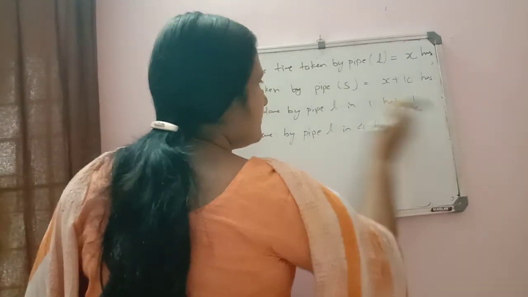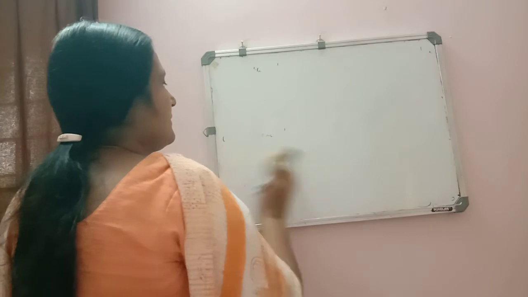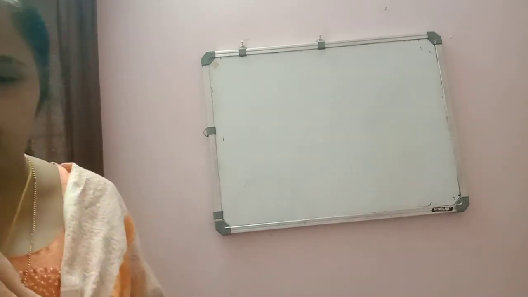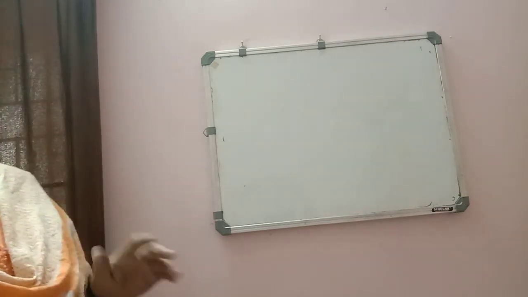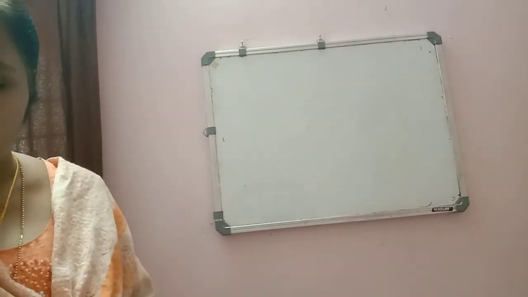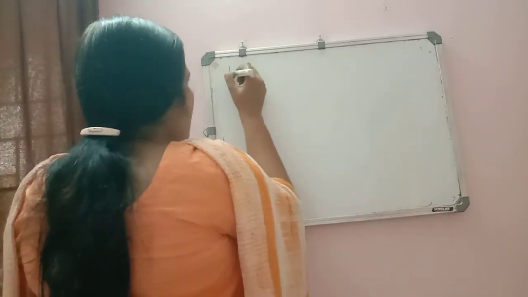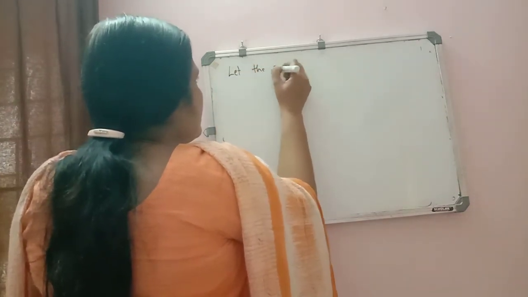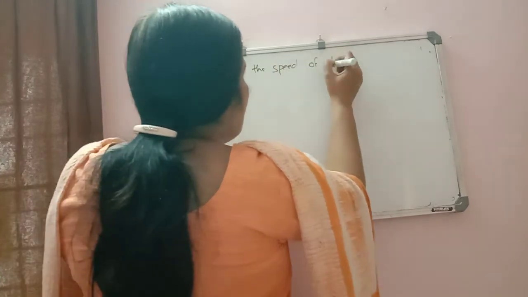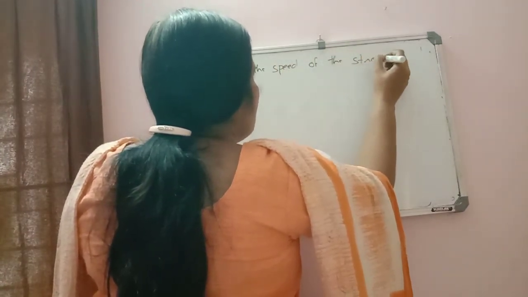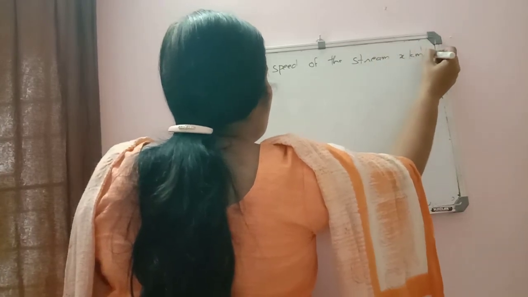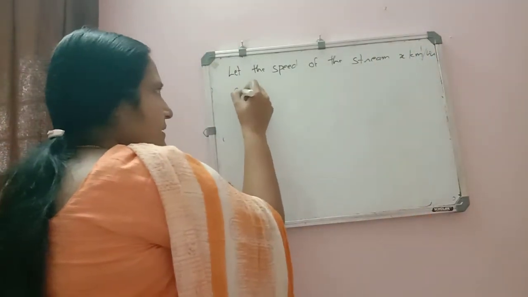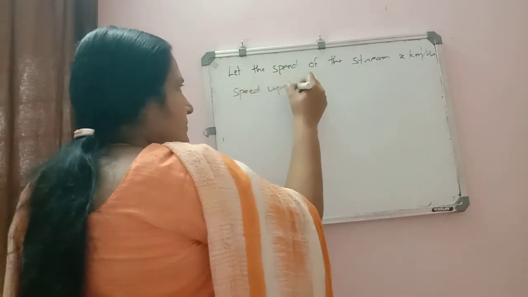Now moving on to the next question. The next question is again related to the speed of the boat and stream. The speed of the boat in still water is given, along with 30 km upstream and downstream. We have to find the speed of the stream. So let the speed of the stream be x kilometers per hour.